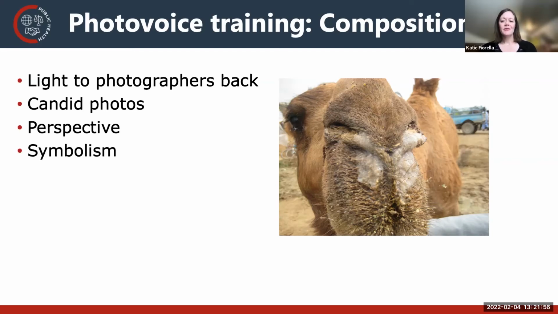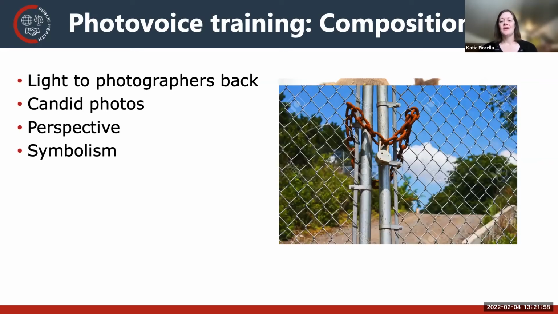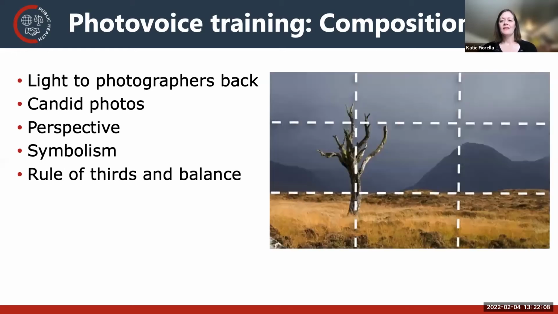Considering symbolism of photographs. So it doesn't necessarily have to be that the image itself is super exciting, but it might say something really important. And the rule of thirds and balance within a photograph and how to structure it. If you take a photo of a tree head on, it can be less powerful than if you offset it, and helping people just to think about how they structure the composition.